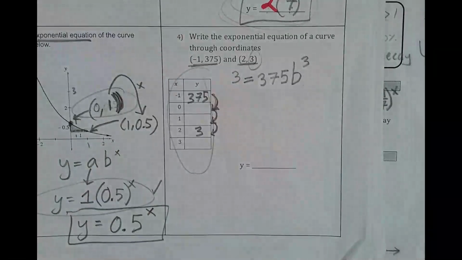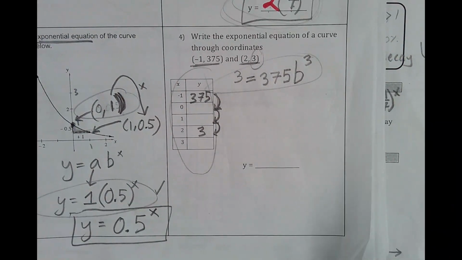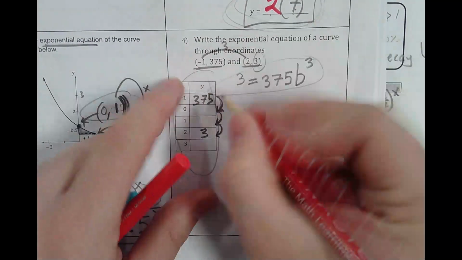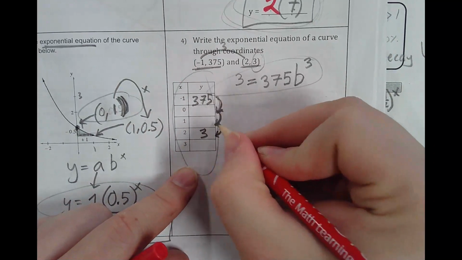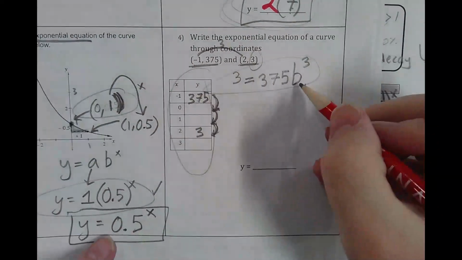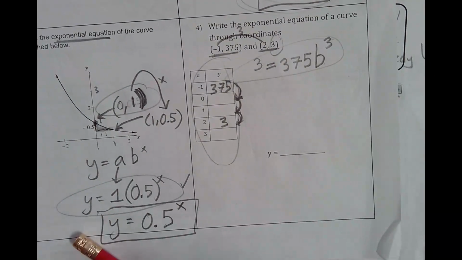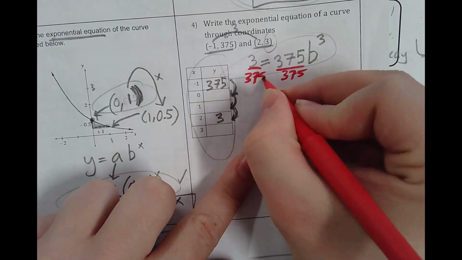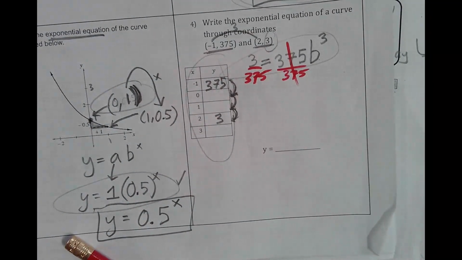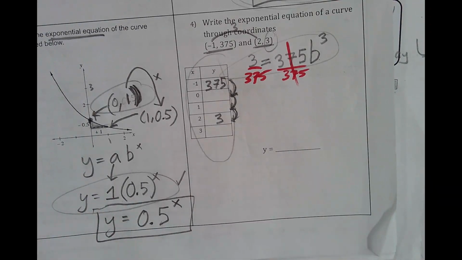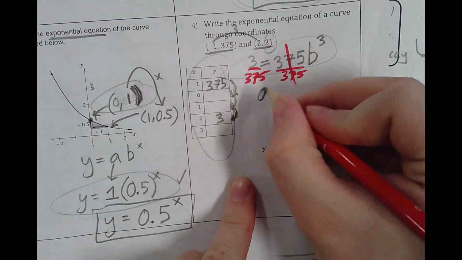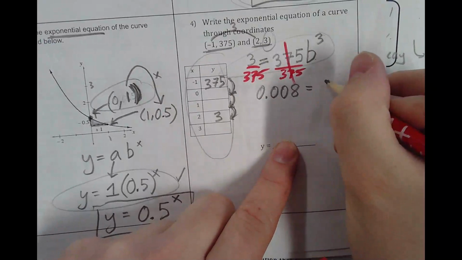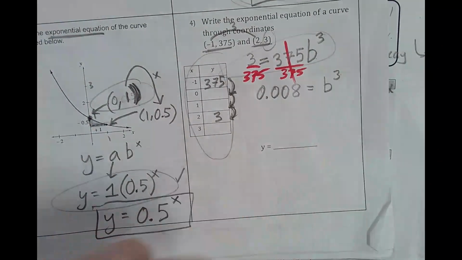Well, instead of guessing and checking, you could create an equation. How far is negative 1 from 2? We know it's going to take 3 steps, otherwise you can see from the table that it takes 3 steps of multiplication. All right, how do we solve this? Step 1, divide both sides by 375. What is 3 divided by 375? The answer is 0.008. 0.008, okay. And that's to the third power.